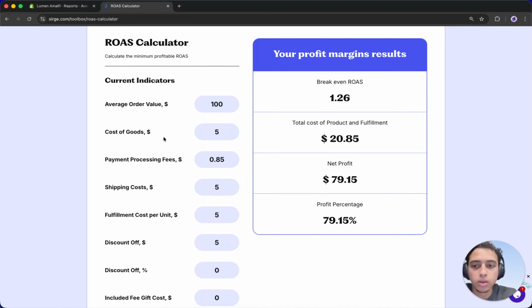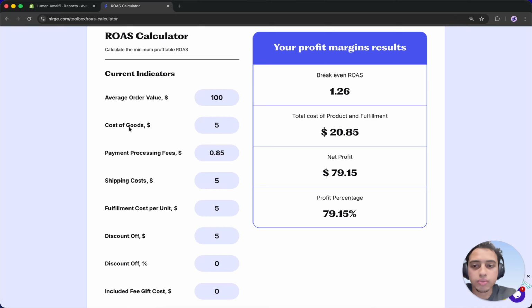Next, we move on to our cost of goods. What does it cost you to get your product from, let's say, your manufacturer? So if it's $5, you want to put $5 in here. This is just the cost of goods: everything that it costs for your product to either come to the United States or whatever country you might be at. What does it cost for you to get that product?